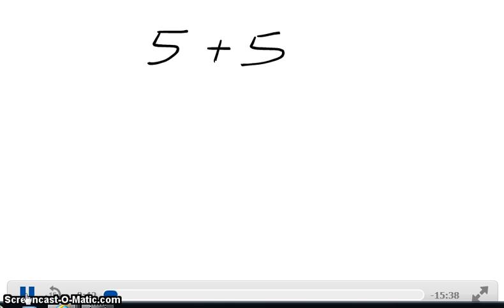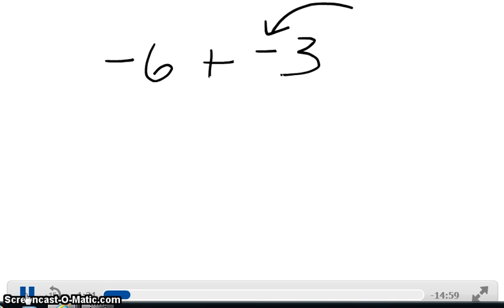Another example would be 5 plus 5. If you look at 5 plus 5, the positive sign, or your plus sign, may not be in front of the number. But if there's no negative in front of the number, we know that the number itself is positive. So in this case, both numbers are positive, therefore we just add 5 plus 5, and we get 10 as our solution. So our answer is +10.